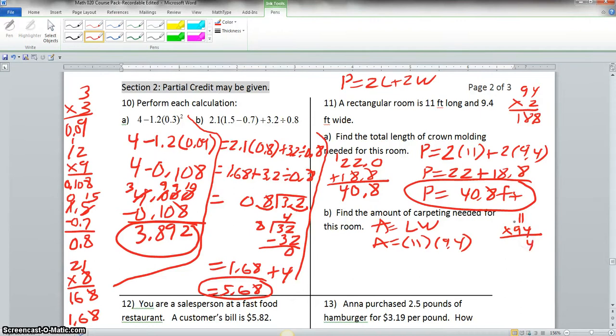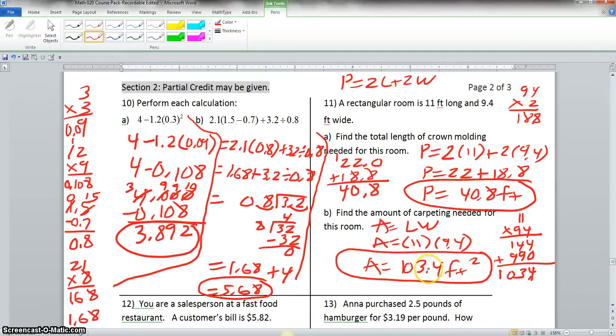4 times 1 is 4. 4 times 1 is 4. Add our 0. 9 times 1 is 9. 9 times 1 is 9. Now we add them together. This is 4. 4 plus 9 is 13. Carry a 1. 9 plus 1 is 10. Now remember, we add one digit behind the decimal. So it'll be 103.4. So area is equal to 103.4. And then it'll be square feet, because remember, area is always squared. So this is 103.4 square feet.